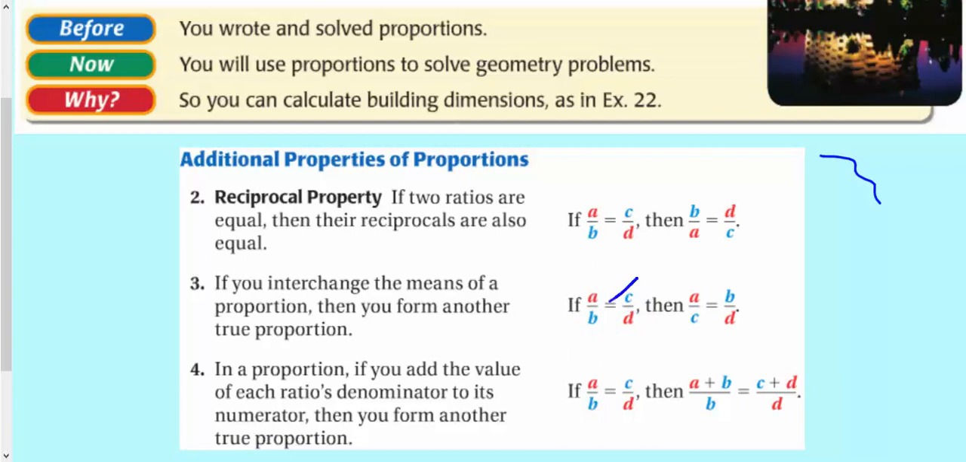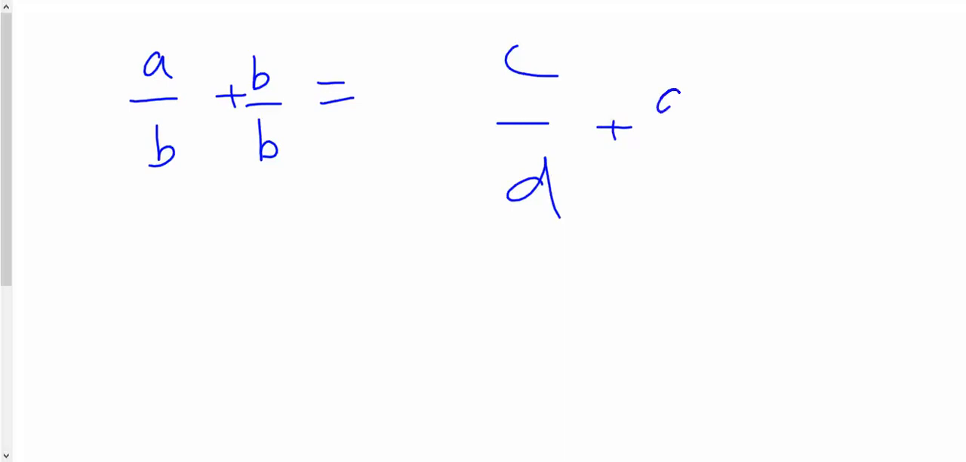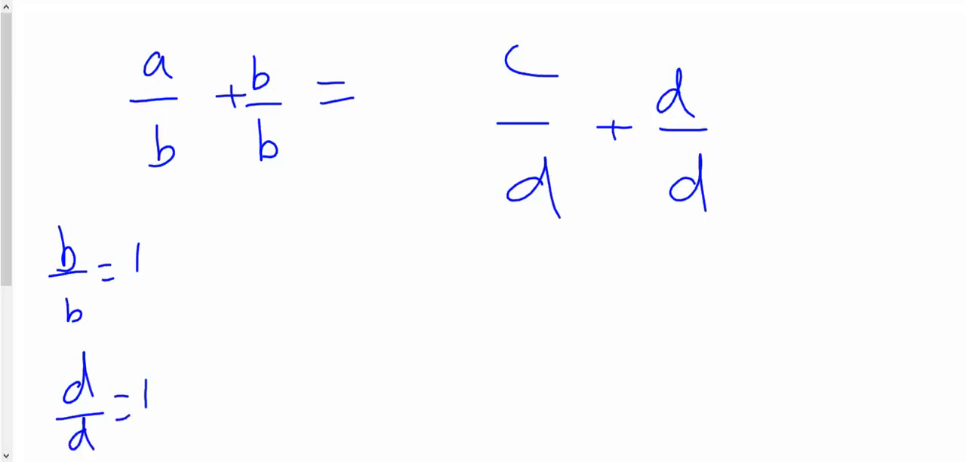And then the last one is a really interesting one. It says if A over B equals C over D, and you add B, or you add the denominator, to the top of each one, it gives you a true one. I'm going to talk briefly about this one. A over B equals C over D. What you're really doing here is adding B over B. This goes way back to fractions. And then you're adding D over D. B over B is equal to 1, and D over D is equal to 1. So you're just adding 1 on both sides, basically, so it allows you to keep the equation the same.